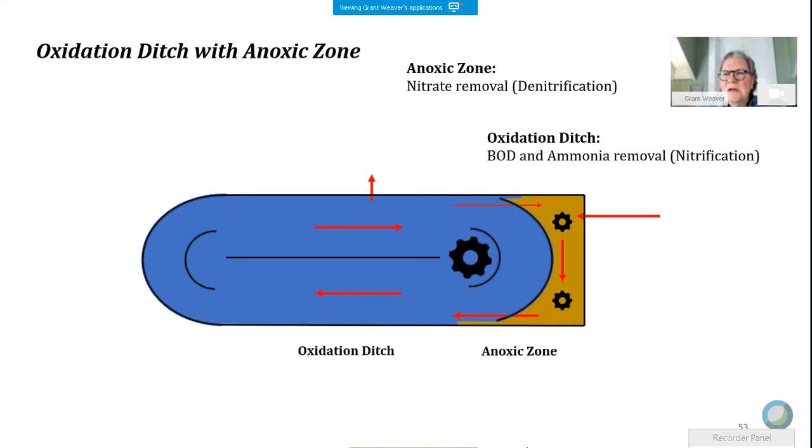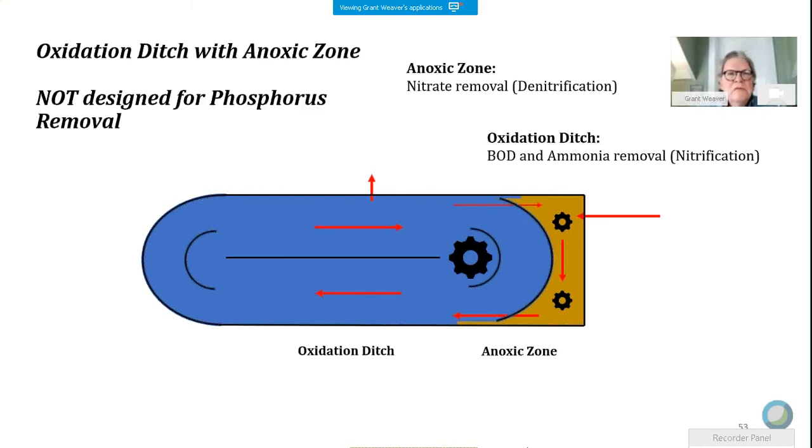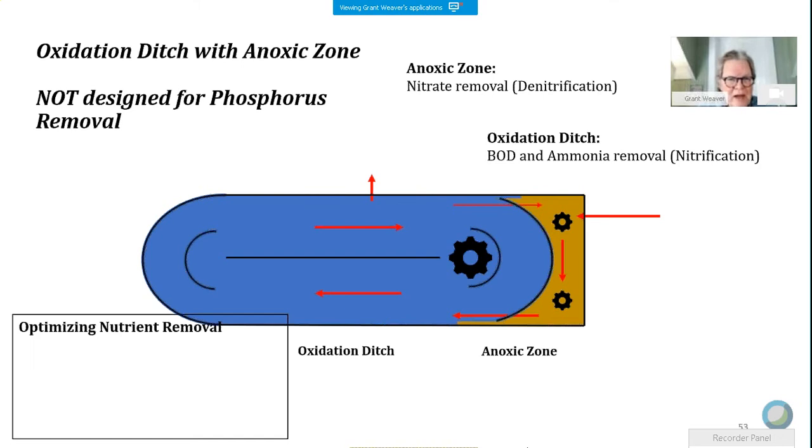How this works is in the anoxic zone, the first zone, it's high in BOD, and the nitrates are reintroduced through that channel, through that door, into that zone, but the ammonia is converted to nitrate in the main body of the ditch. So these are designed for nitrogen removal, not designed for phosphorus removal. But not to worry, we've had some success converting some of these to phosphorus removal, so if this is your type of ditch, there's a couple ways to do that.